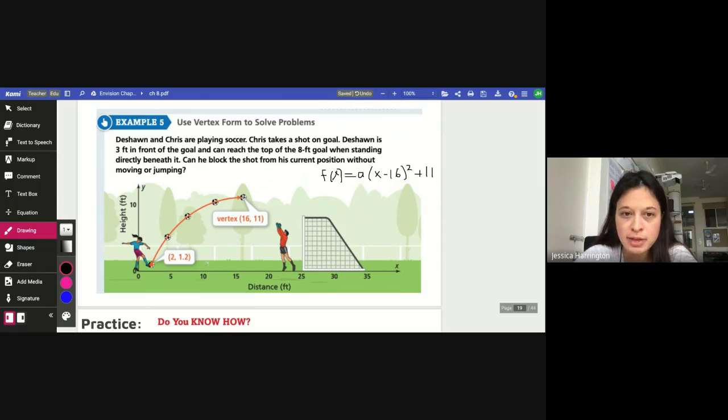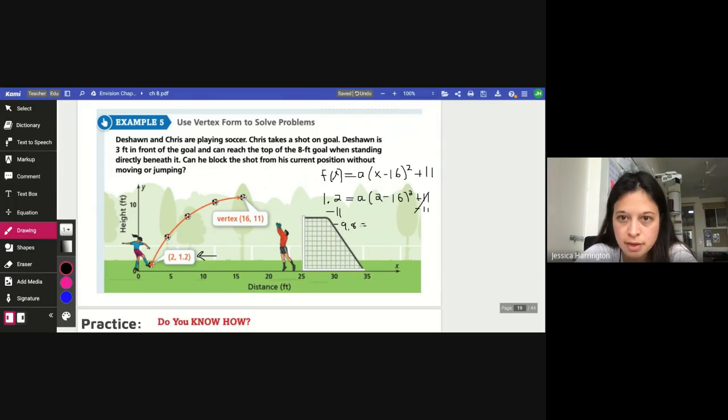How can we solve for a? We can use this point. They told us there's this point x equals 2 and y equals 1.2. f of x is just another way to write y. So if I plug in 1.2 for y, I still don't know a. I know x has to equal 2, so 2 minus 16 squared plus 11. Let's subtract 11 from both sides. This goes away. 1.2 minus 11 is negative 9.8.